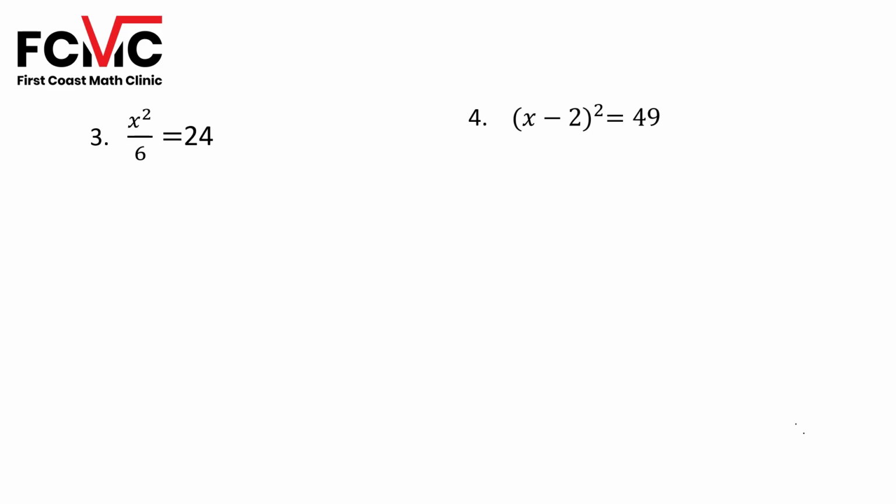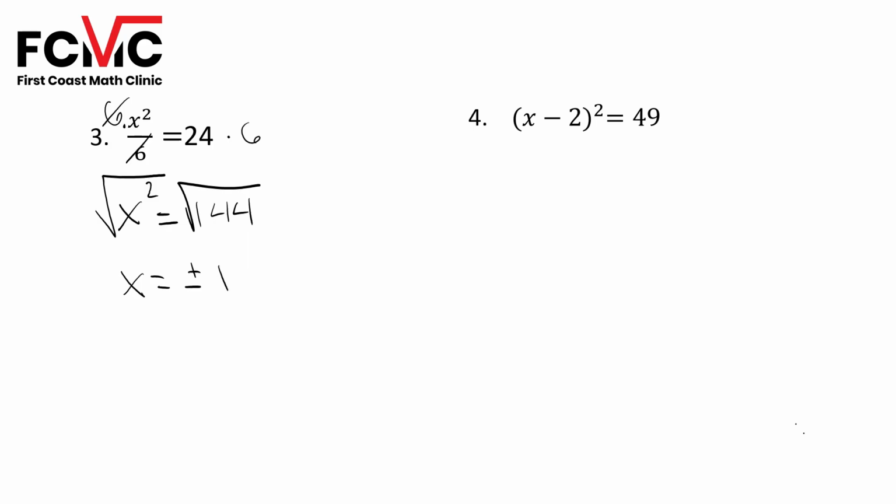Number three, we're dividing x squared by 6, so let's undo that division and multiply both sides by 6. Division and multiplication cancel out on the left. We get x squared equals 144. We'll undo squaring, take the square root of both sides, and we get x equals square root of 144 is positive and negative 12.